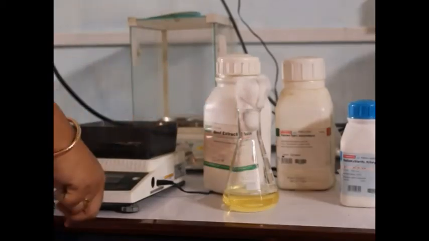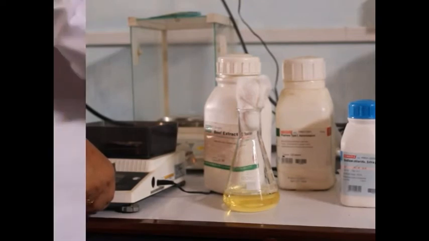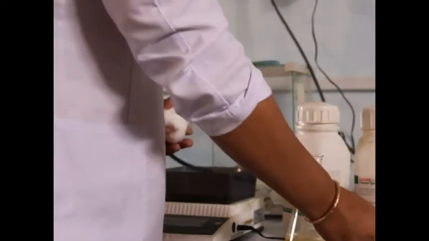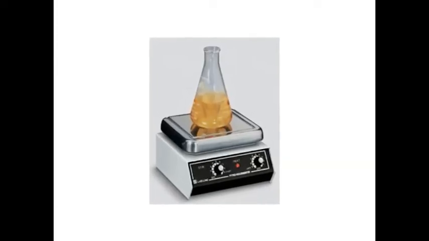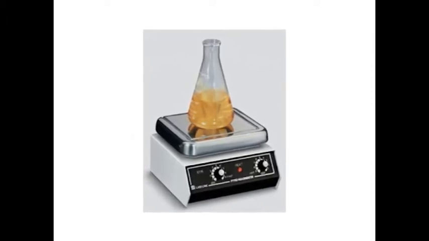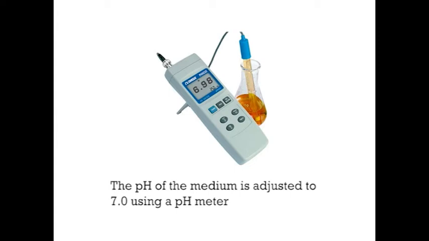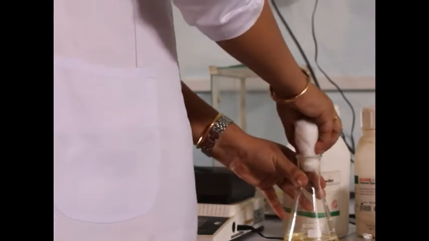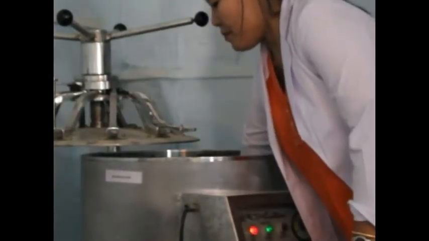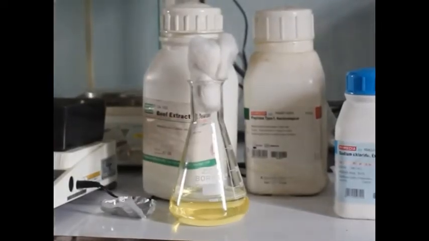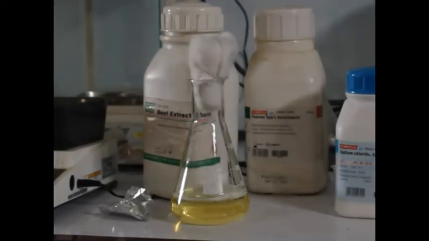Next we'll come to the procedure. Weighed amounts of peptone, beef extract and sodium chloride are added to the conical flask containing 100 ml of the distilled water. Then the flask is heated with agitation to dissolve the constituents. Further, the pH of the medium is adjusted to 7 using a pH meter. Then the flask is sealed by the use of cotton plugs. Then the medium is autoclaved at 121 degrees Celsius for 15 minutes at 15 pounds of pressure. Then the medium is allowed to cool and is stored at room temperature for future use.